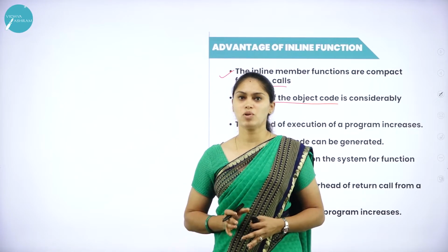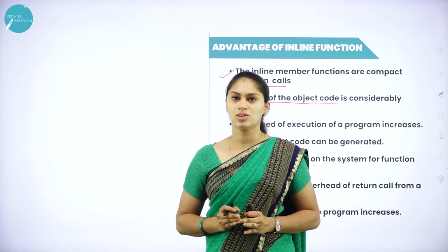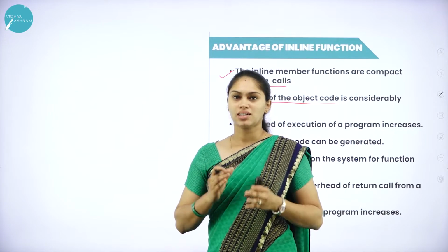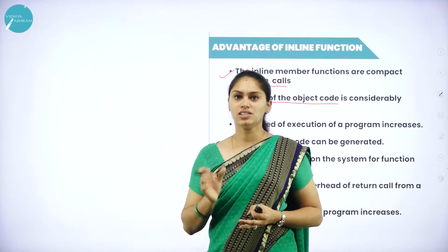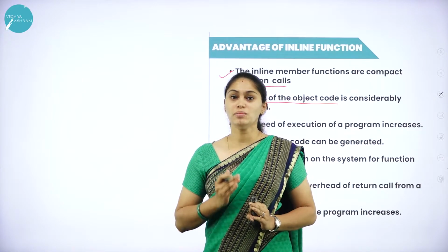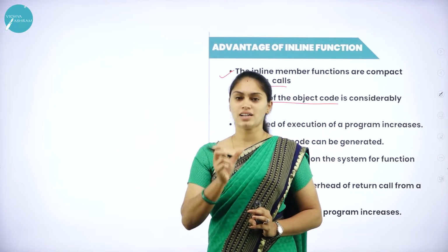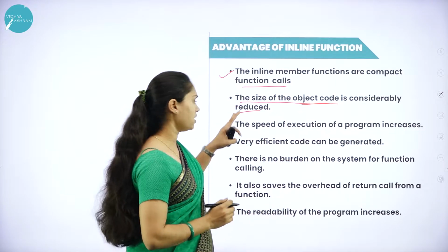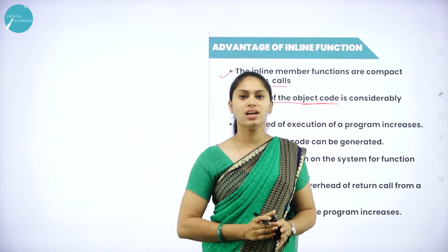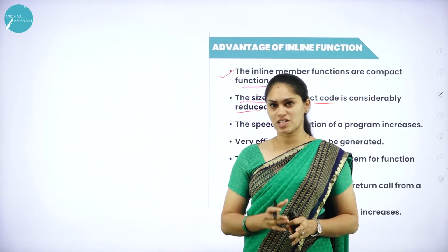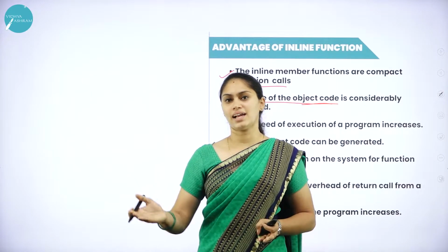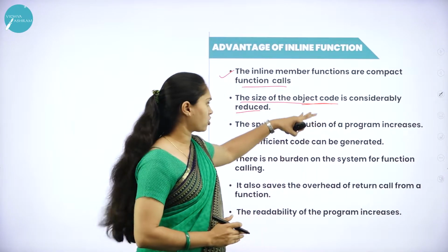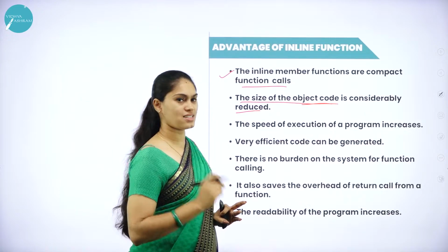So when I am done with my program, I compile. At the time of compilation, the compiler binds all the data together and converts it into machine understandable form. That code is nothing but object code here. The size of the object code is considerably reduced. By making use of an inline function, I can replace the function call with the function body, so that the function body is directly converted to machine understandable form, and the size of the object code is reduced. That is the second point here.